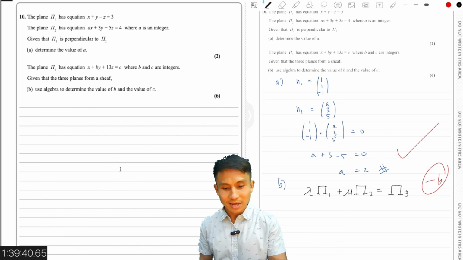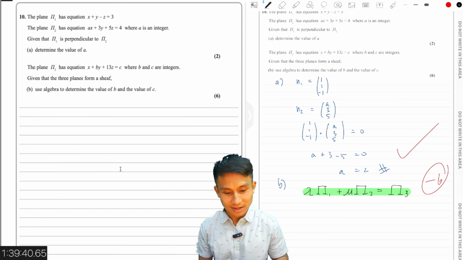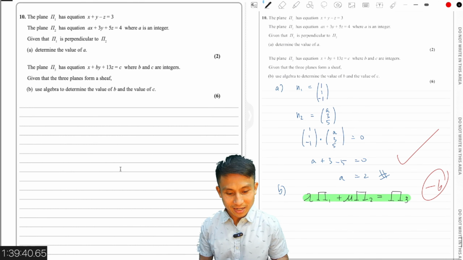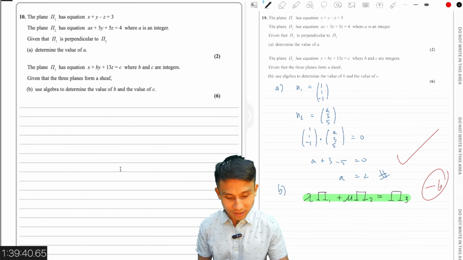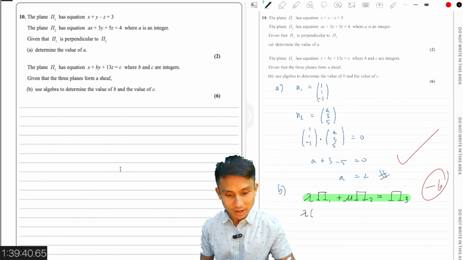Basically, this is something new, right? Or maybe not. Maybe you guys know it, but I didn't. Okay? And you need to plug in all the equations of the planes. So lambda, but you need to make one side equal 0. So for equation 1, it's going to be x plus y minus z minus 3, like that.